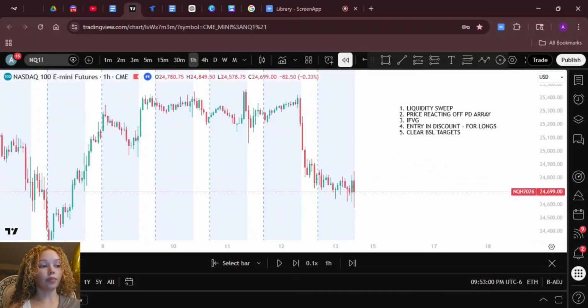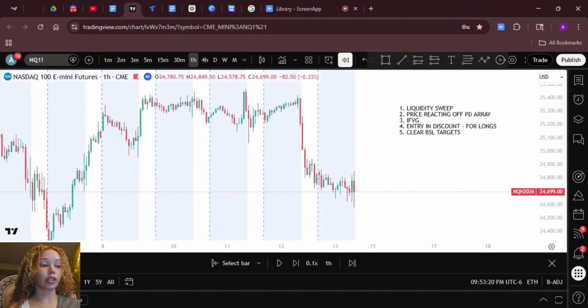There's really five main things that I look for when I'm wanting to enter some type of trade. So the first thing is going to be some type of liquidity sweep. So I need to see that either buy side liquidity has been swept or sell side liquidity has been swept. I then also need to see price reacting off of some type of PD array, and most likely that's going to be just a fair value gap on the higher time frame.